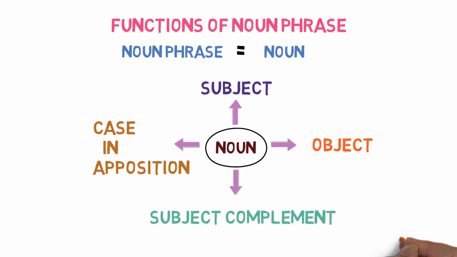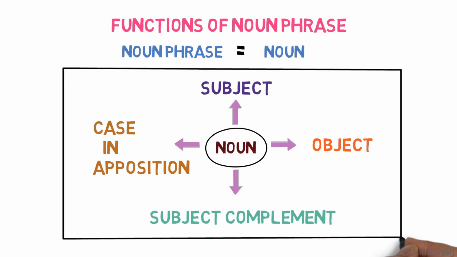Similarly, noun phrase can also act in these 4 different ways. We will look into each of them with an example. Noun phrase acting as a subject in the sentence.